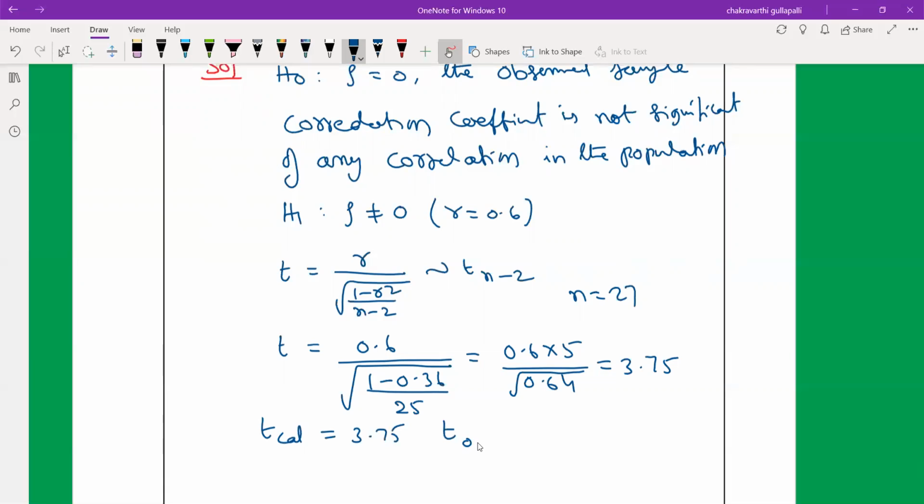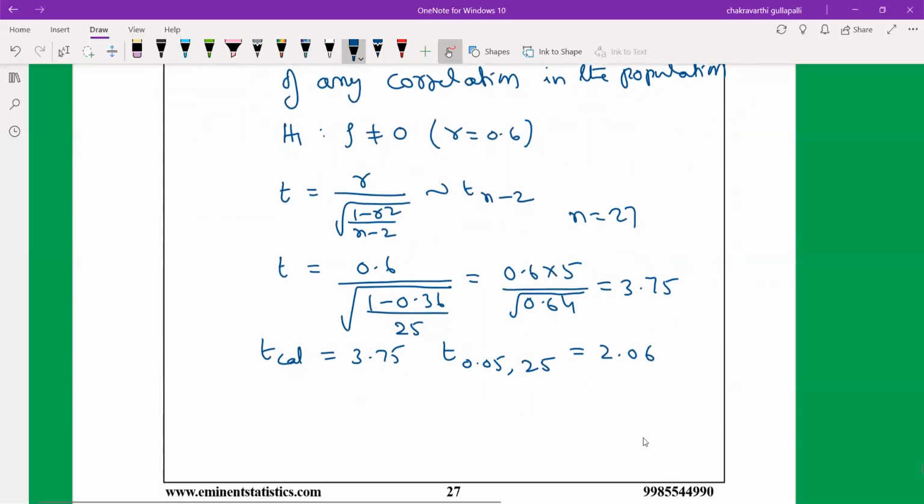The t table value at 5% level of significance, two-tail test, degrees of freedom 27 minus 2 is 25. From the tables provided in the book, the two-tail value is 2.06. The t calculated value is greater than the t table value. We reject H naught at 5% level of significance.